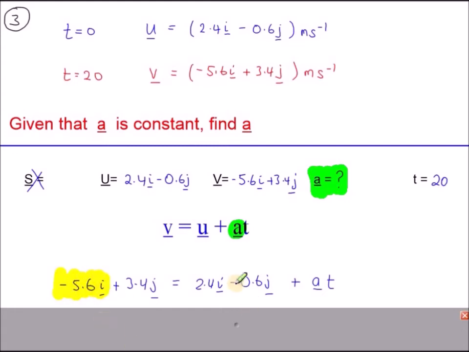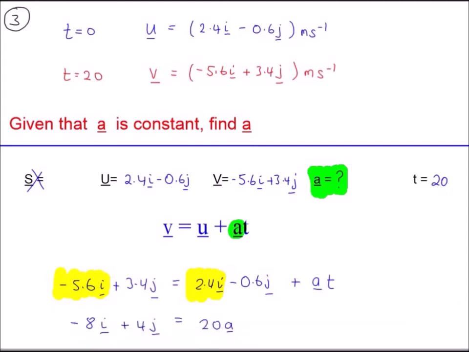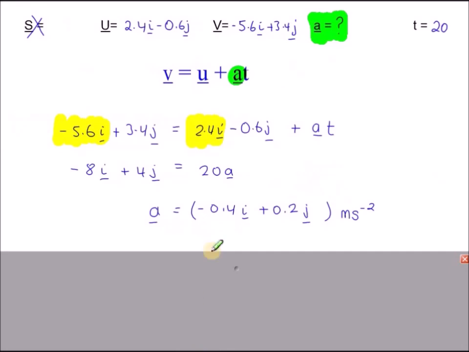We've got an i term on the left hand side, we have an i term on the right hand side. If I move this term to the other side, so minus 5.6i minus 2.4i, and we do something similar with the j terms. Now we've got this, and then divide by 20 throughout, and we have our acceleration vector.